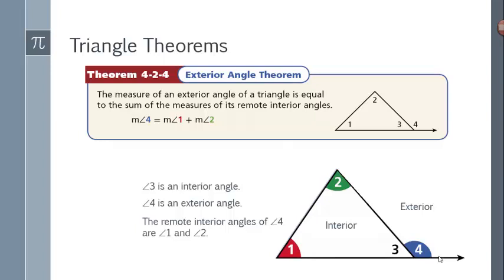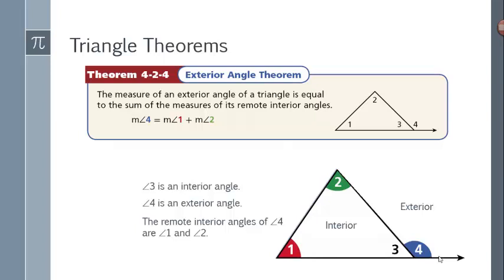So again, think about this for a second. Does it make sense to you that angle 4, that exterior angle of the triangle, is equal to the sum of the measures of angles 1 and 2? We can just do a verbal proof of this. Angles 3 and 4 will add to be 180 degrees. And we know that angles 1, 2, and 3 will also add to be 180 degrees. So we can do a substitution. We could substitute the sum of 1 and 2 for 4, and we can indeed see that 1 and 2 together are equal to the measure of angle 4.